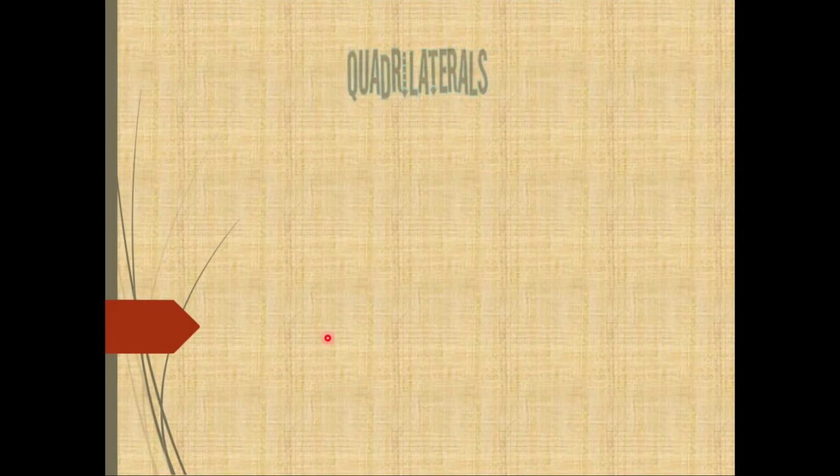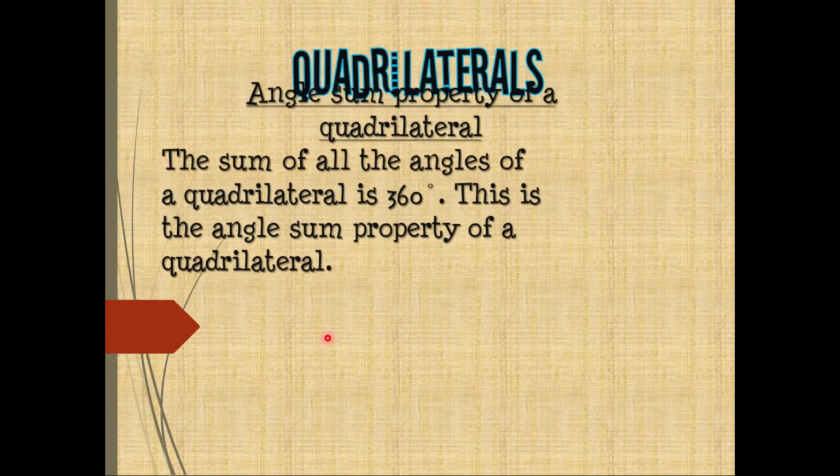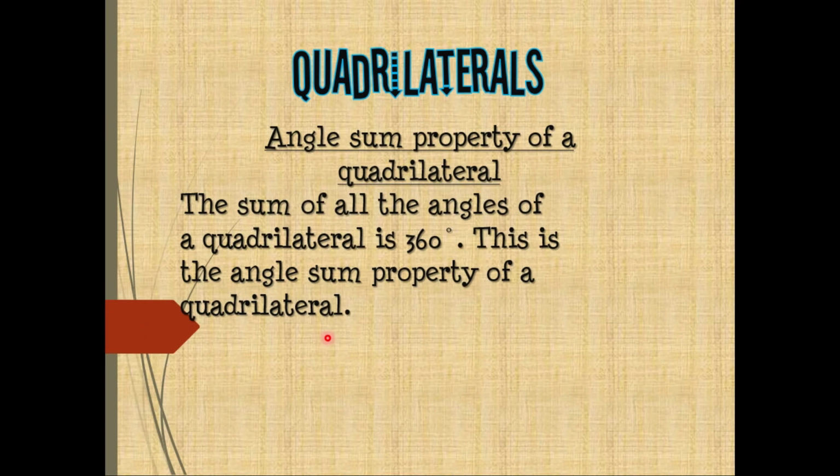Now let us move to the next concept, that is the angle sum property of a quadrilateral. So what does the angle sum property of a quadrilateral state? The angle sum property of a quadrilateral says that the sum of all the angles of a quadrilateral is 360. Whether it is a small quadrilateral, a big quadrilateral, a rectangle, a square, a trapezium, anything, the sum of all the angles of a quadrilateral is 360 degrees every time. So this is the angle sum property of the quadrilateral.